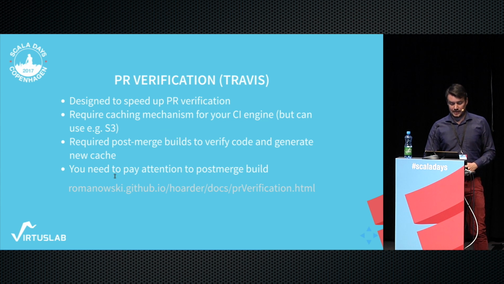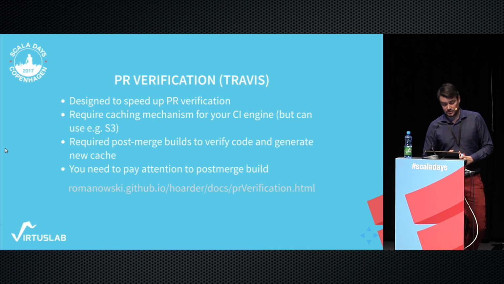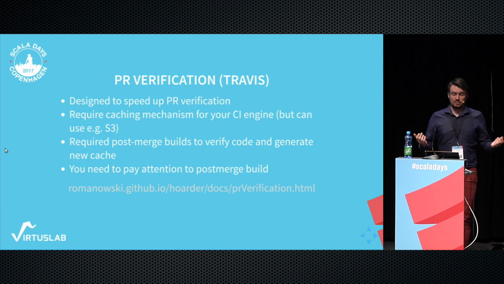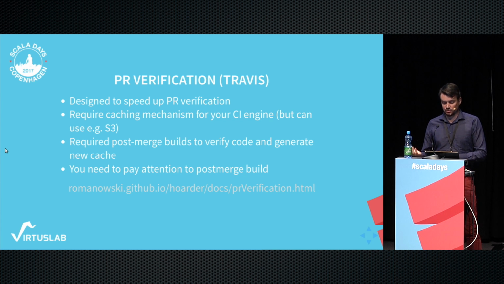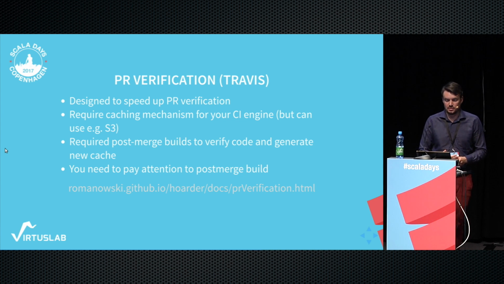And for the unstable build, what I can suggest is that you should do post-merge builds to verify the code. Then you will be completely safe. At the same time, if you do post-merge builds, you can generate caches. And those caches can be used for the next pull request. So now you can reduce the time required to compile the pull request to 10%, and basically the time that you have to wait on your machine to compile that pull request.